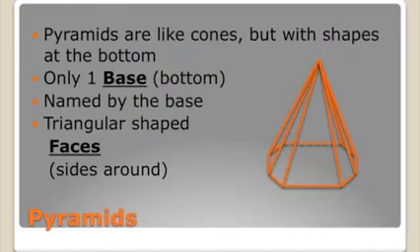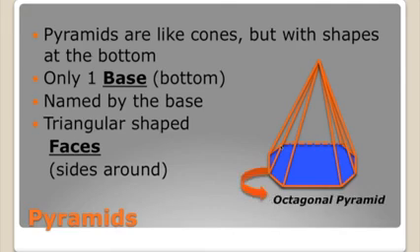Okay, how about this one? It all depends on the shape of the base. Well, what shape is our base? If we look at the base, we can see that it has 1, 2, 3, 4, 5, 6, 7, 8 sides. Since it has 8 sides, that's an octagon, we would call this an octagonal pyramid. And because, like we said before, the base tells us how many faces the pyramid has, it has 8 faces.